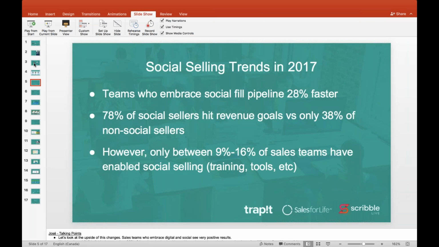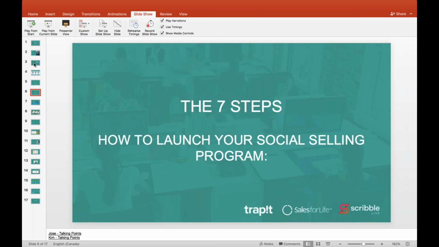And all of these numbers come from the research that Sales for Life conducted after talking to 515 individuals. Out of those individuals, the majority of them were sales leaders, and the rest were marketing or other key roles within the revenue process. And what we found might seem surprising, but even though the results are there, only a minority of those B2B salespeople are actually implementing social selling formally.